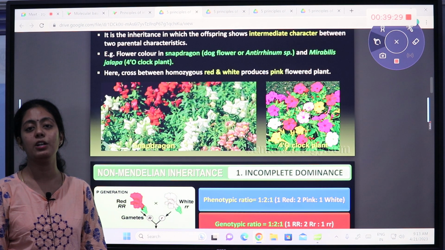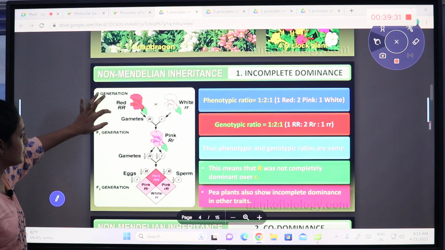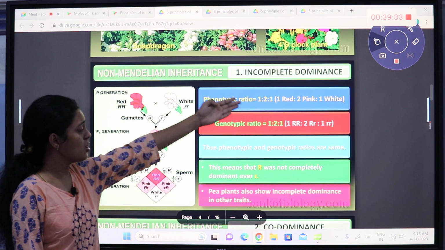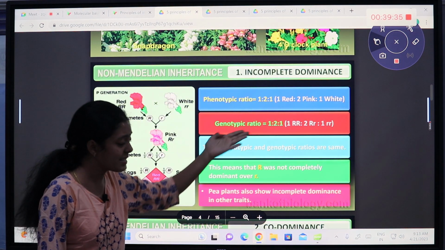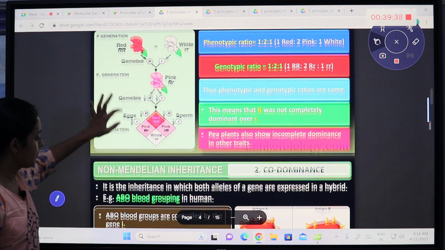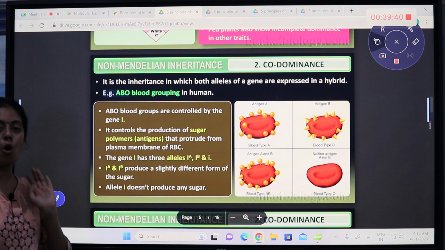All of you in the class understood incomplete dominance? Okay. Phenotypic ratio and genotypic ratio are both exactly the same. Yes, next let's move on to codominance.